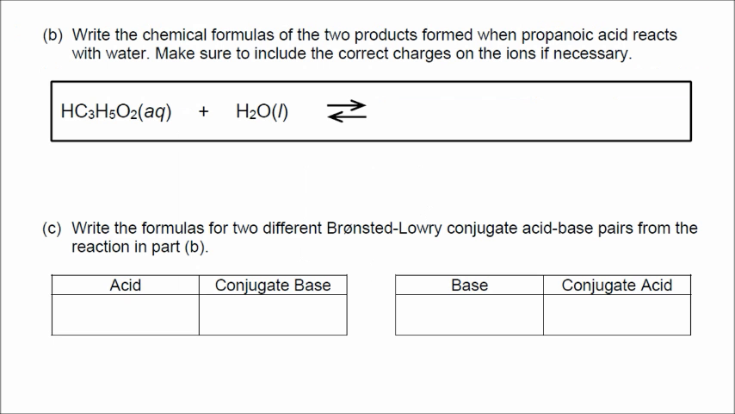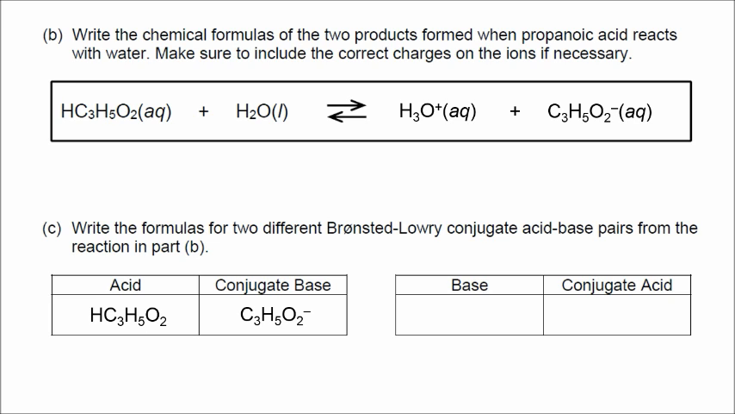For part B, we have to write the chemical formulas of the two products. Since the propanoic acid loses a proton and transfers it to water, we get hydronium and we get the propanoate ion, which is the conjugate base. So one acid-base pair is that propanoic acid is the acid and propanoate is the conjugate base, and then water is behaving as a base, and the conjugate acid for water is the hydronium ion.